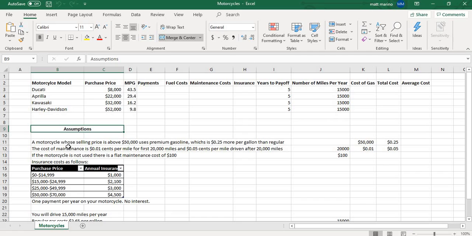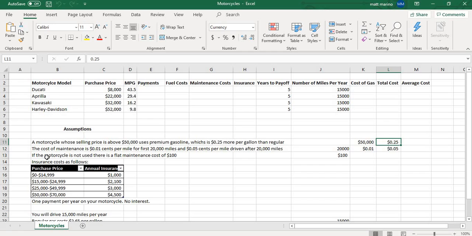Let's go through them. A motorcycle whose selling price is above $50,000 uses premium gasoline, which is 25 cents more per gallon than regular. So within cell K11, we have our $50,000. Within cell L11, we have posted our 25 cents extra if we need premium gasoline.